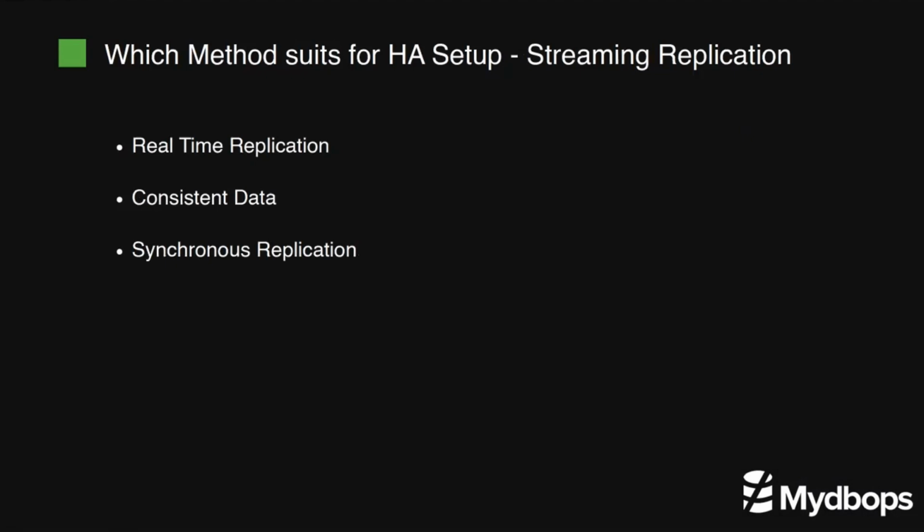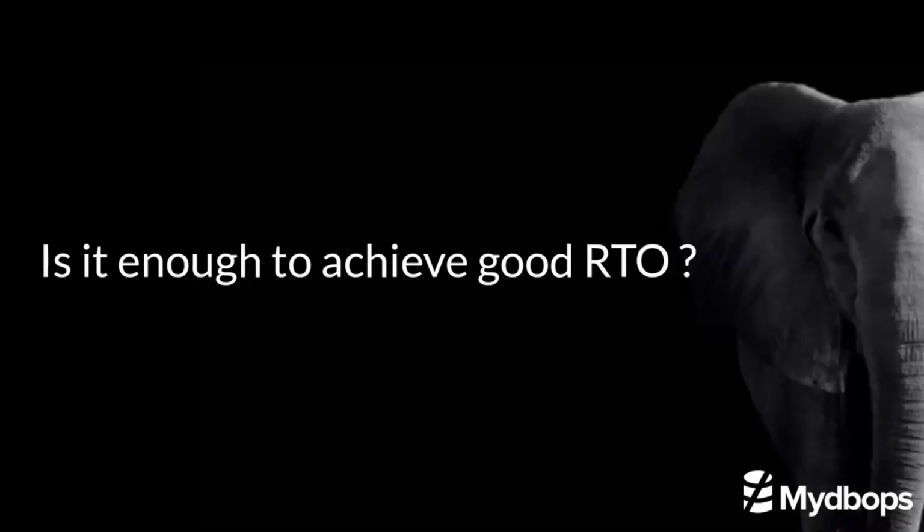Why it is consistent: if you go for logical replication, the data structure will be different and it won't be the exact copy. But in streaming replication, it will be the same as your primary, so you can easily use it for failover purposes. And it supports synchronous replication also. So by having these features, you can easily use streaming replication for your HA setup. Now the next question may arise: by having only streaming replication, is it enough to have a good RTO? The answer is no.